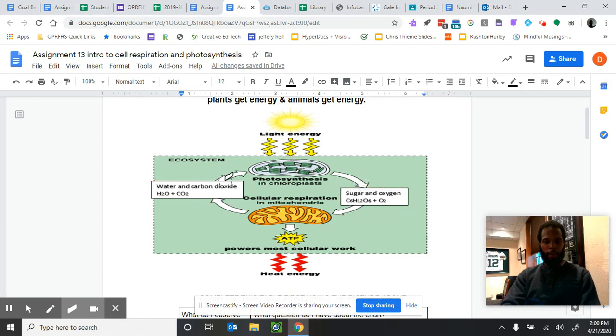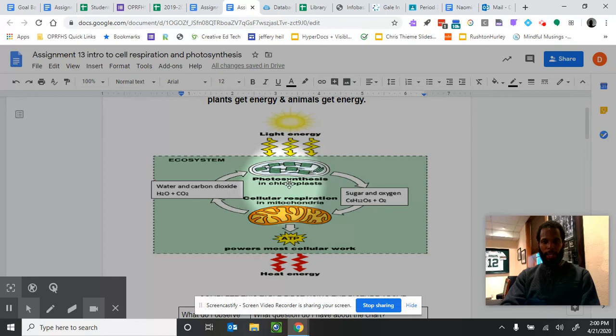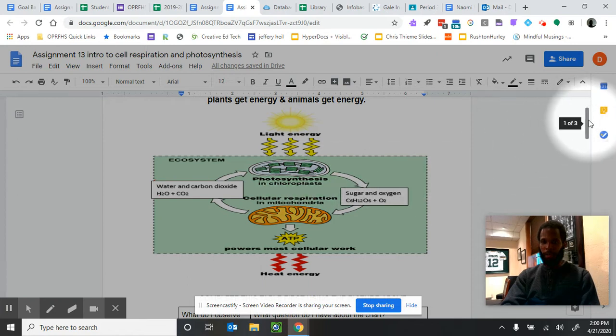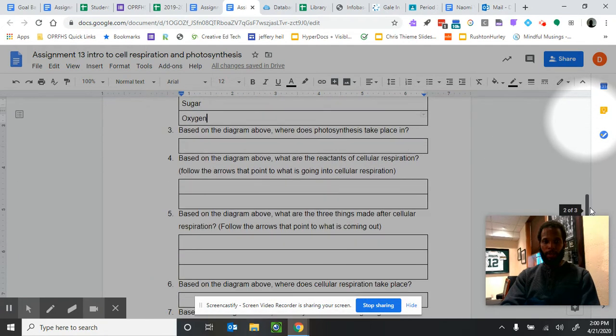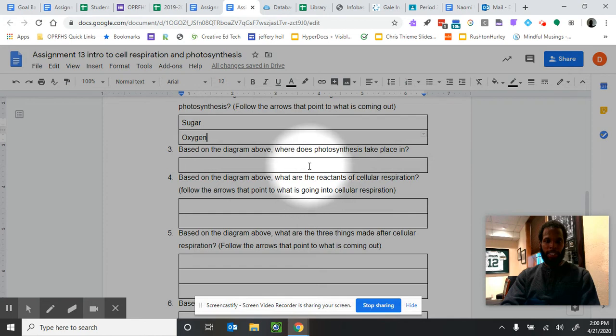So photosynthesis takes place in this part right here. It's called the chloroplast. That's the name of the part inside of a plant that actually helps it make sugar and oxygen for us to breathe. It's very important for us to know this word and what it means. Go back to the question. It takes place in the chloroplast.